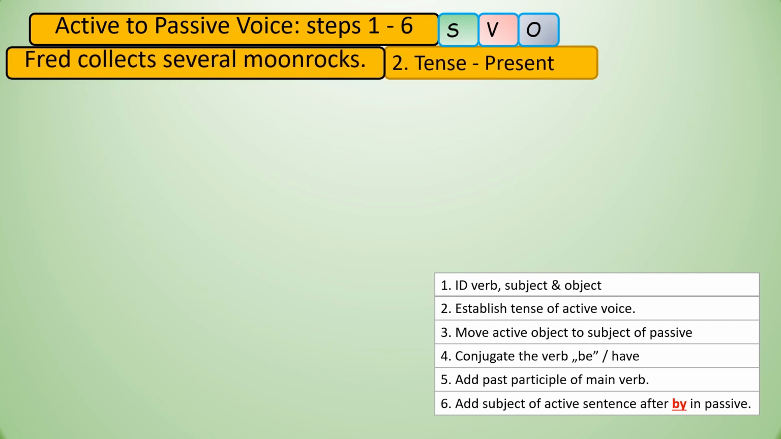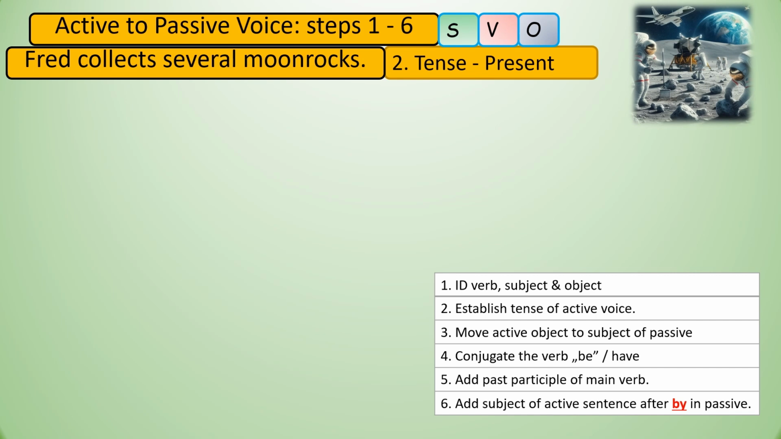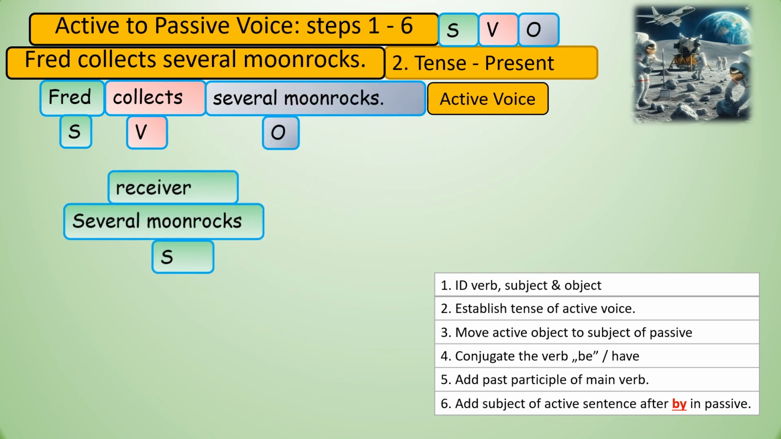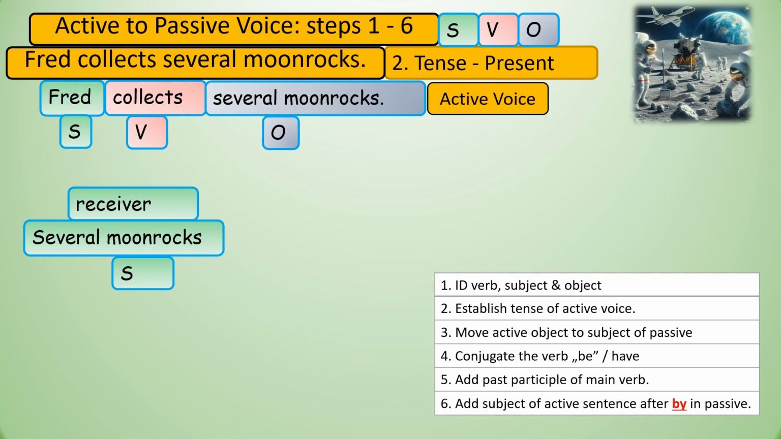Here's our next sentence. Fred collects several moon rocks. The tense is present tense. So, next move. There's our sentence now. We have now identified verb, collects, subject is Fred, and the object is several moon rocks. So now we are ready to move to the next. Now move the object of the active sentence to the subject position of the passive voice sentence. So several moon rocks is our subject now. It's a receiver of the action.